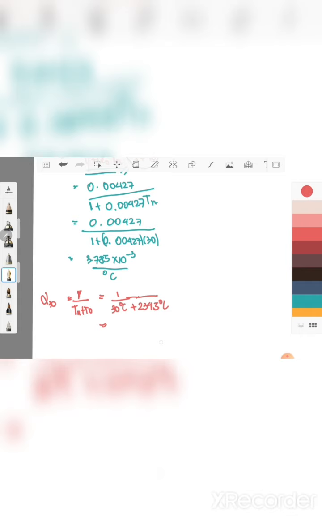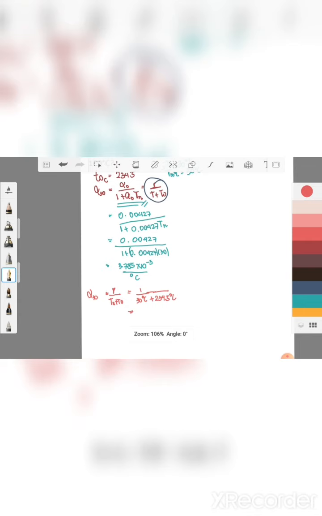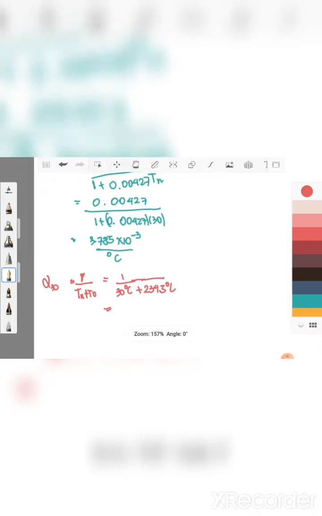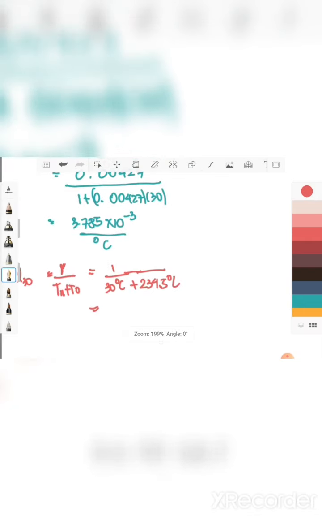So what is your answer, guys? 1 all over 30 plus 234.5. So we have a value equal to 3.78 times 10 raised to negative 3, which is approximately equal to your 3.785 times 10 raised to negative 3.